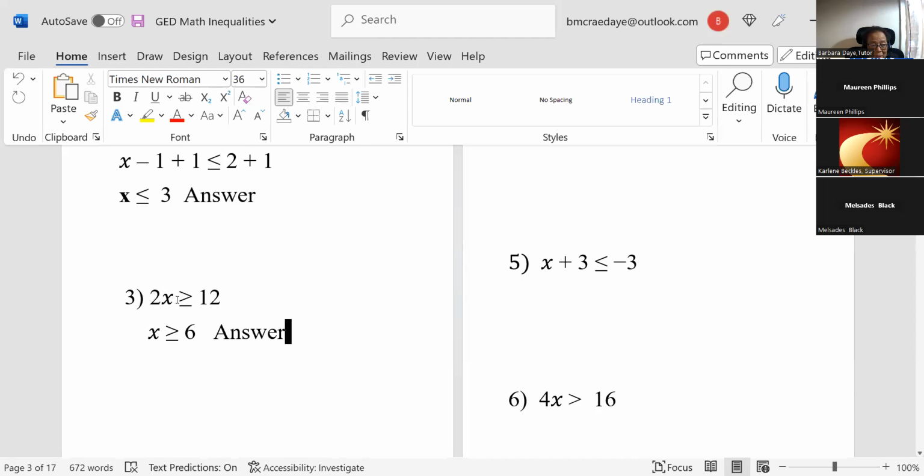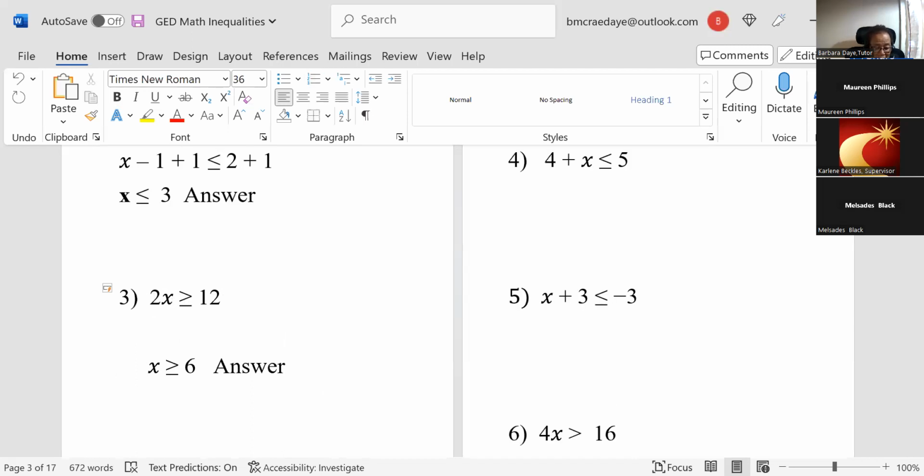So remember, with multiplication, you divide. So let me just put the divide, not subtraction, Maureen. Divide both sides by 2. 2x divided by 2 is x. 12 divided by 2 is 6. There's your answer.